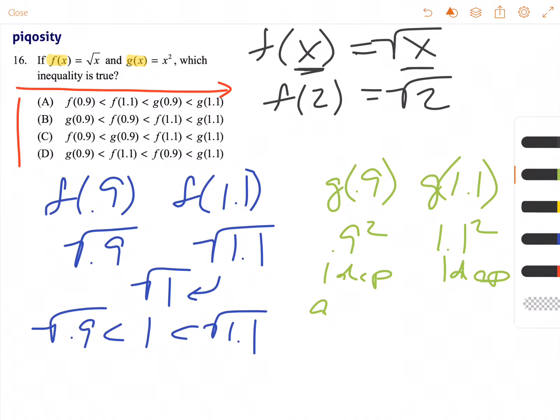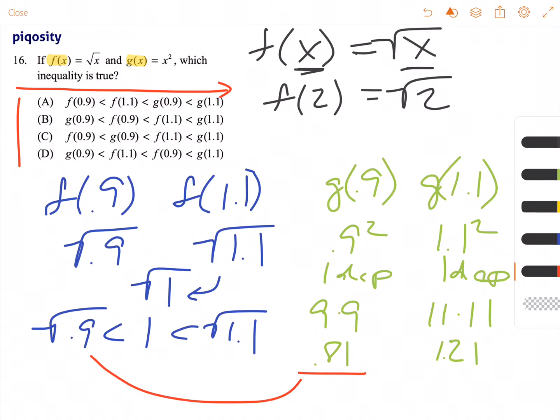So 9 times 9, 11 times 11. So 81, put the decimal places back, you get 0.81. 11 times 11 is 121, put the decimal places back, you get 1.21. So in the grand scheme of things, you can now evaluate where these values fall. 0.81 is going to be less than 0.9.